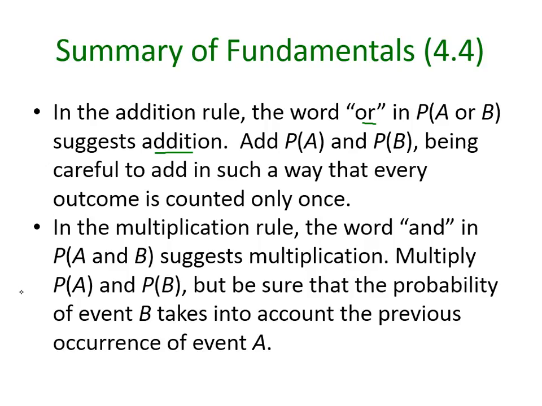On the other hand, in our multiplication rule, the word and in the probability that A and B suggest multiplication, where you're going to multiply the probability of A and the probability of B, but be sure that the probability of event B takes into account that the previous occurrence has already happened for event A. So keeping in mind as you're doing these that you're looking at the other thing has already occurred. Questions there?